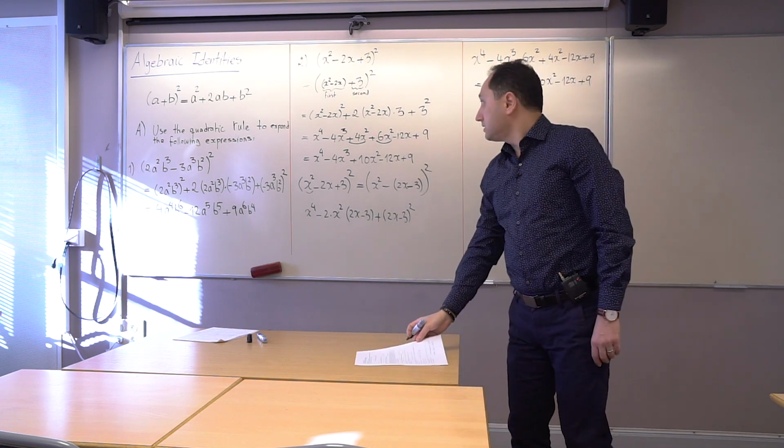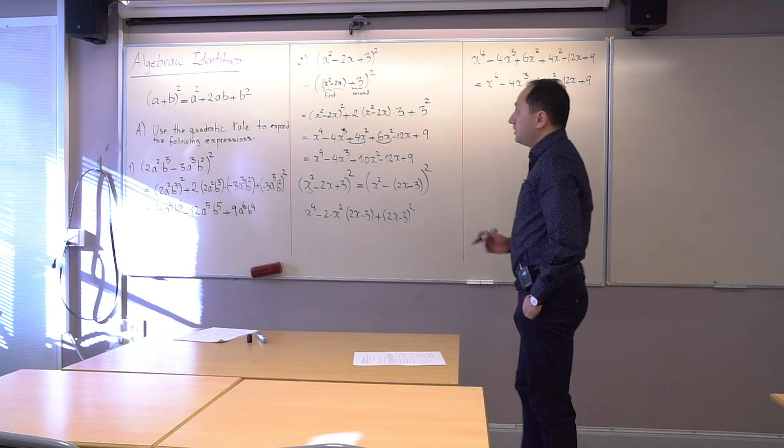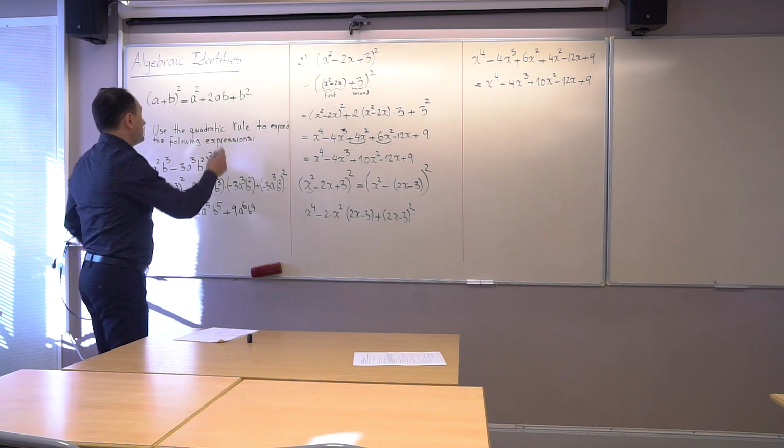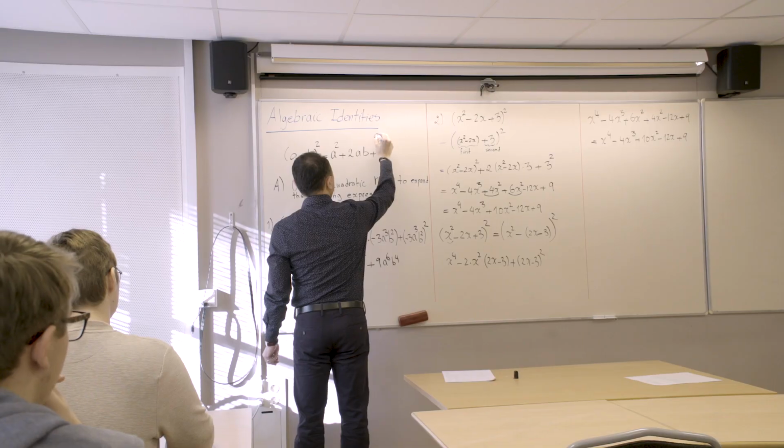Then we learned a little bit about another identity, which is also very important. So let me write the names here. So this is called quadratic rule.